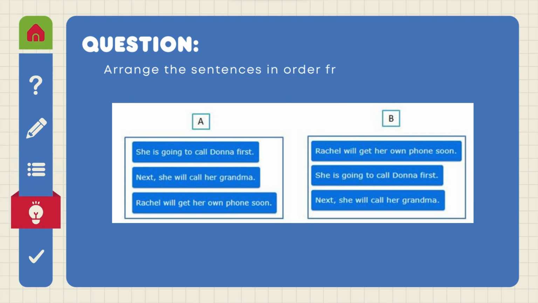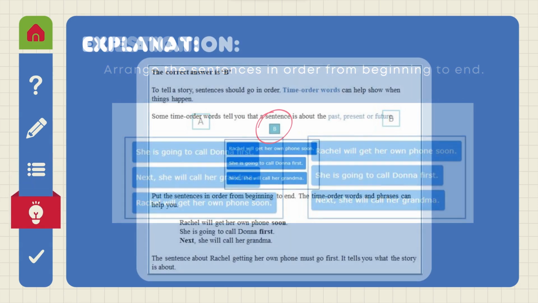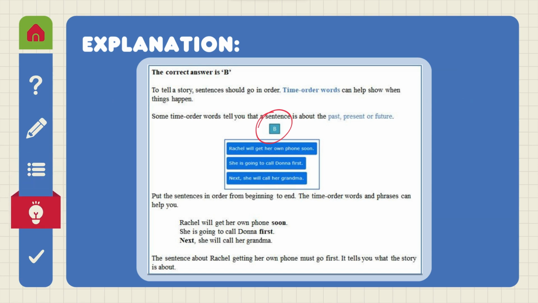Question: arrange the sentences in order from beginning to end. Is it A or is it B? To tell a story, sentences should go in order. Some time-order words tell you that a sentence is about the past, present, or future. Put the sentences in order from beginning to end. The time-order words and phrases can help you.